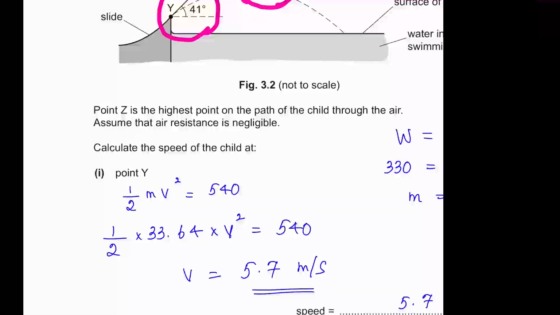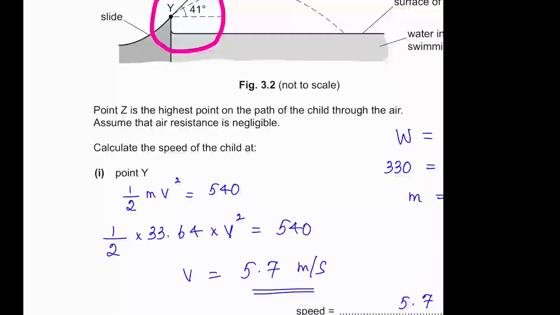Agree? From point Y throughout this projectile motion, the horizontal velocity will be the same. It won't change because there are no horizontal forces acting. So there is no horizontal acceleration. Horizontal acceleration is 0. So horizontal velocity will remain constant. At point Z, it doesn't have a vertical velocity, so the velocity at point Z is only the horizontal velocity. The horizontal velocity at point Z and at point Y is the same thing. So finding the velocity at Z means you can find the horizontal velocity at Y.